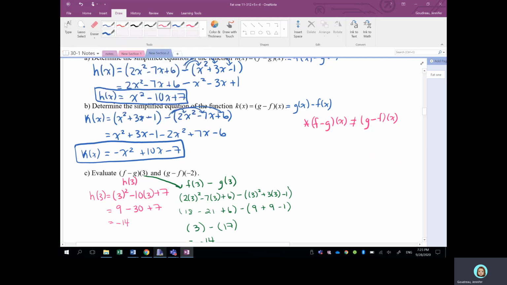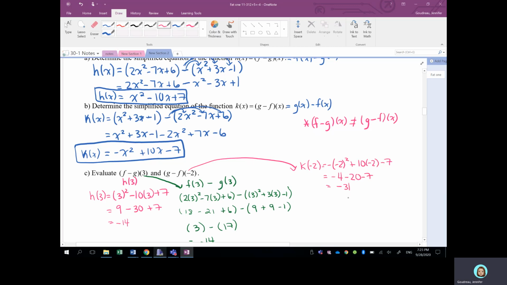Because we have k at x, we can go ahead and substitute into k at x. So k at negative 2 would be negative 2 squared plus 10 times negative 2 minus 7. This is going to give us negative 4 minus 20 minus 7, which gives us negative 31.